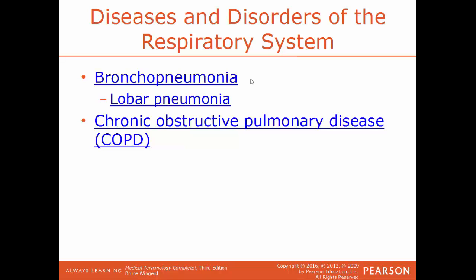Alright, next term, COPD, chronic obstructive pulmonary disease. Now, this is really a very generic, very broad term that covers a series of disorders and a series of diseases. This is any lung condition that is characterized by chronic obstruction of airflow and lung function. Emphysema is a type of COPD. Chronic bronchitis is a type of COPD. So this is a chronic, long-term condition that will greatly impact your lungs' function.